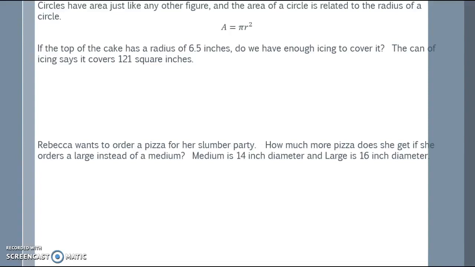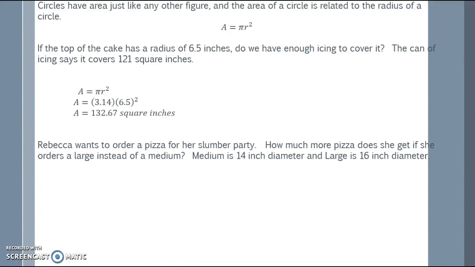If the top of a cake has a radius of 6.5 inches, do we have enough icing to cover it? Knowing that the can of icing says it covers 121 square inches. So let's first find the area of the cake. So area is pi r squared. We'll use pi as 3.14. We know the radius is 6.5.